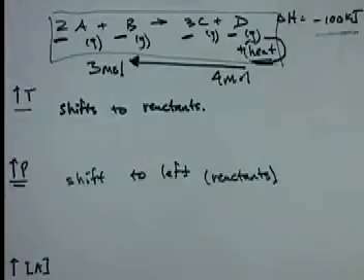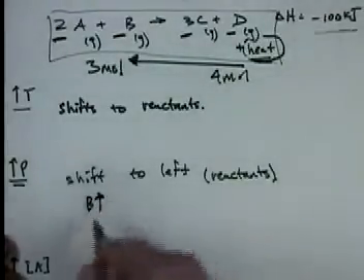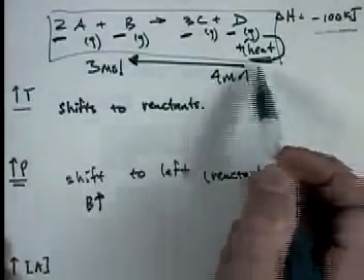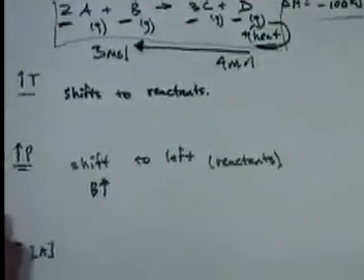Another way to ask this is what happens to the concentration of B, or what happens to the amount of B. And you could say B would increase because you would have increased the pressure of the system and driven it to the side of the least moles of gas.